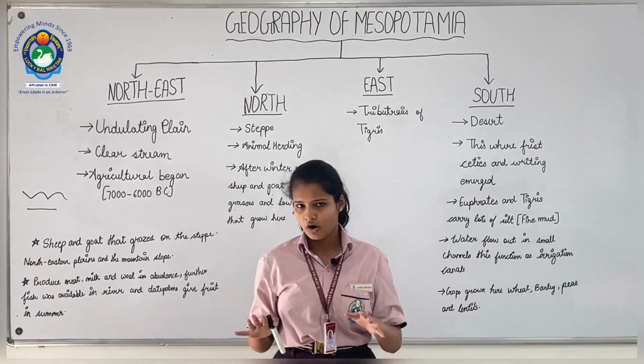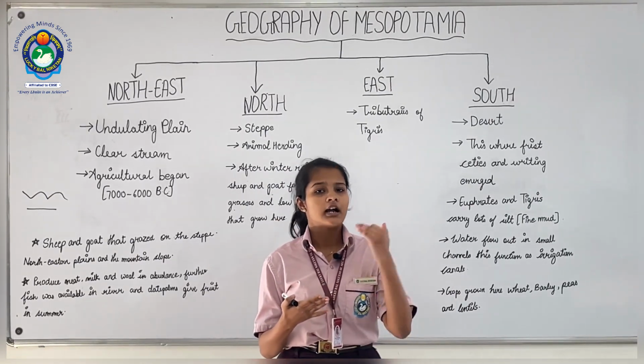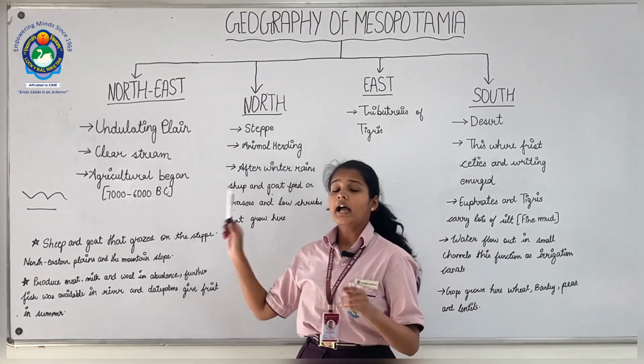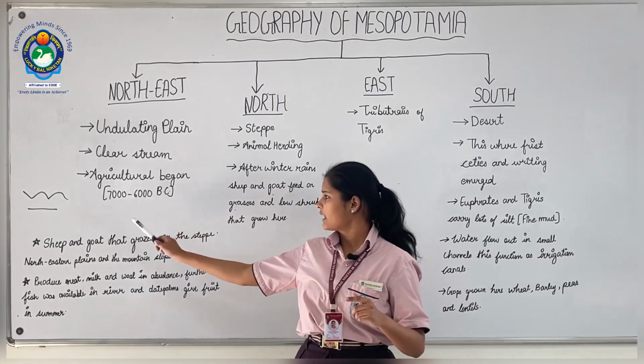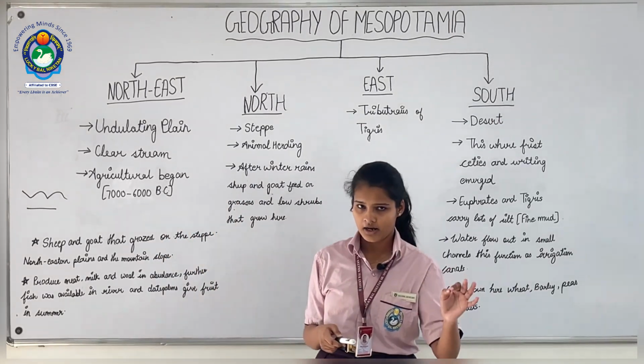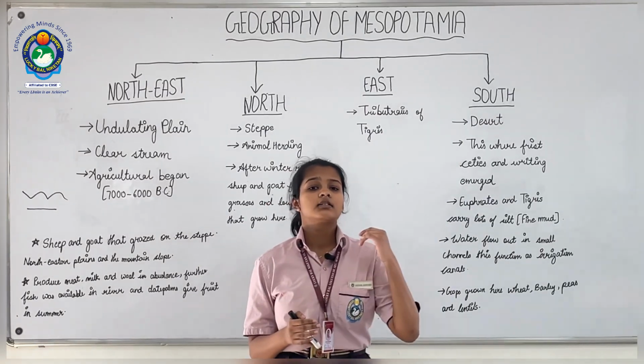And if I'm not wrong, these are the conditions for agriculture. And yes, in the northeast region, agriculture began in 7000 to 6000 BC. BC means Before Common Era. Okay, so let's move to our second region.